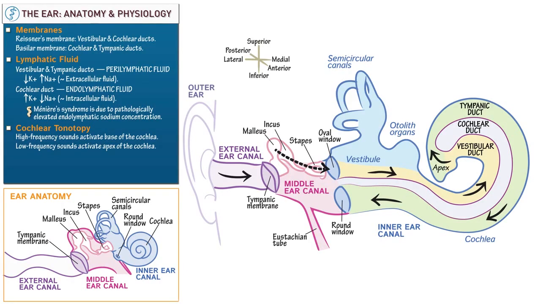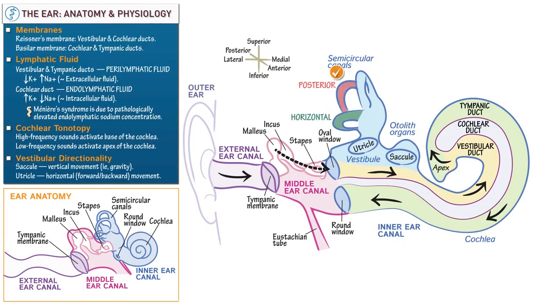Now let's learn about the major vestibular components of the ear, the otolith organs and the semicircular canals. Within the vestibule, indicate the saccule, which detects vertical movement, meaning gravity, and the utricle, which detects horizontal, forward-backward movement. Finally, shade in the semicircular canals: horizontal, posterior, and anterior. They lie perpendicular to one another and detect rotational acceleration, which we address elsewhere.